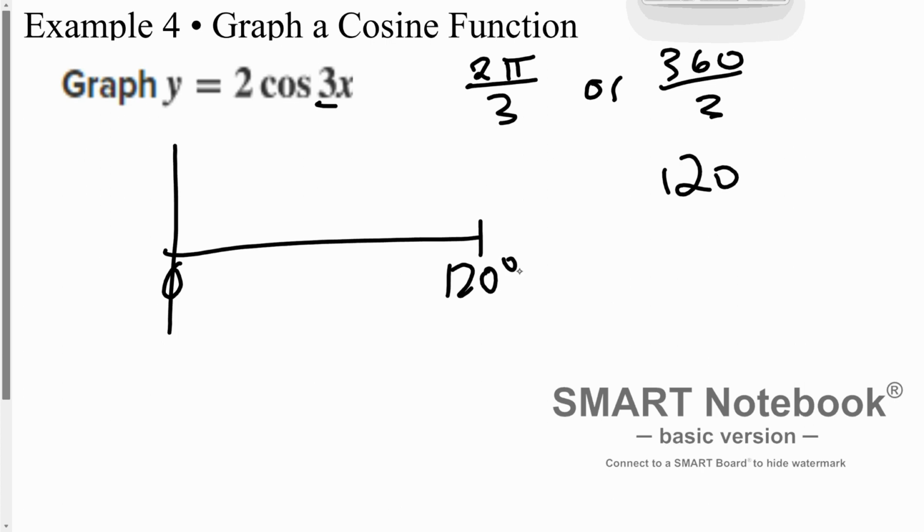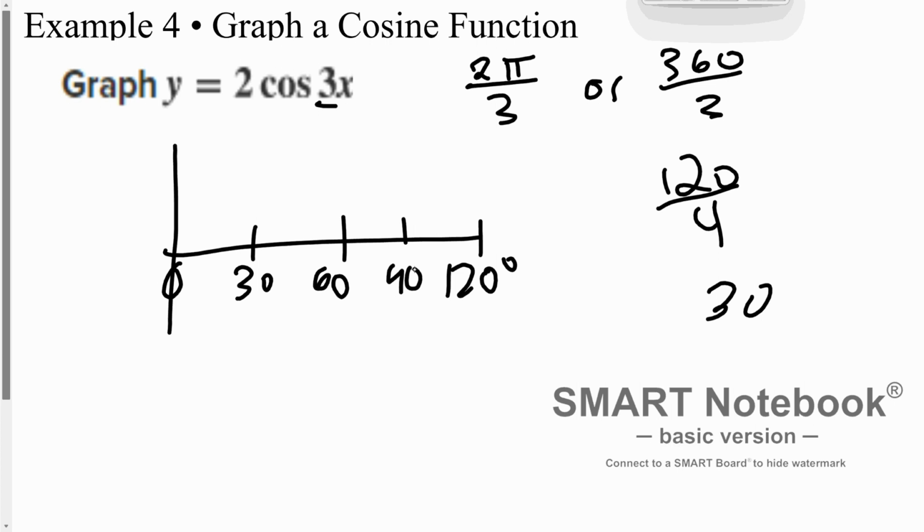Okay, so if I want to figure out what the intervals are, I want those to be evenly spaced, even though they don't look evenly spaced. I'm going to divide that by 4, right? So I get 30 degrees. So start at 0, and then 30, and then 60, and then 90, and then 120, right?